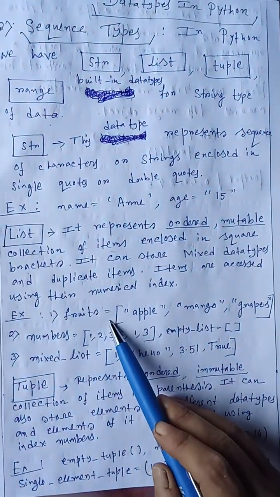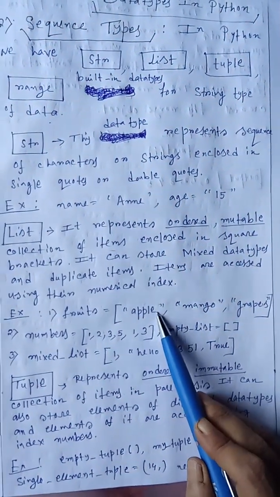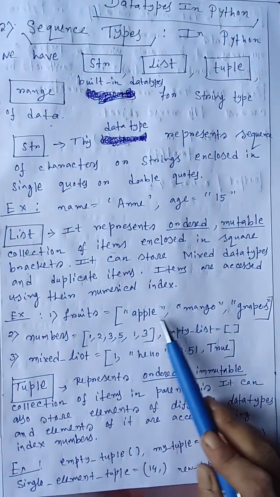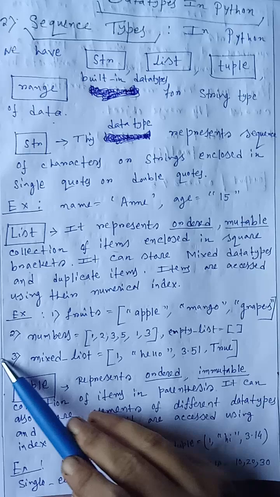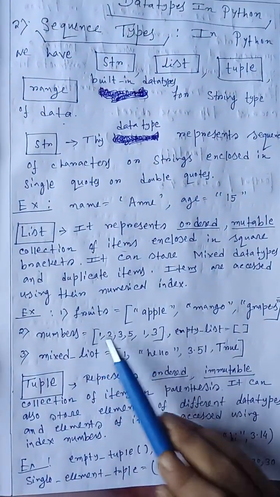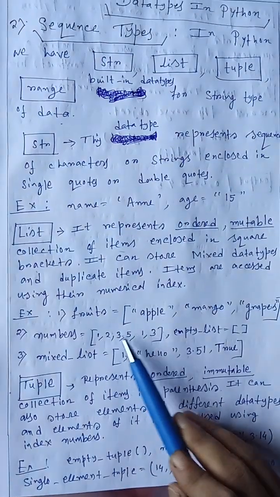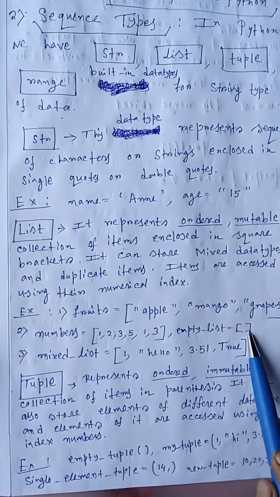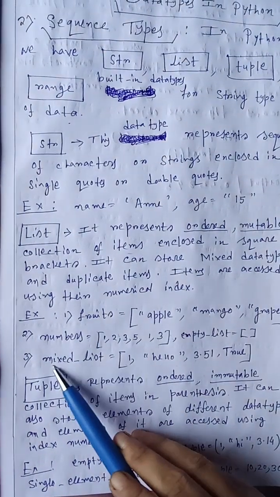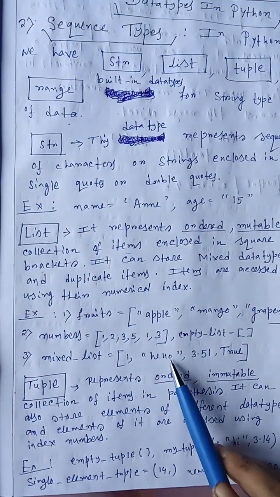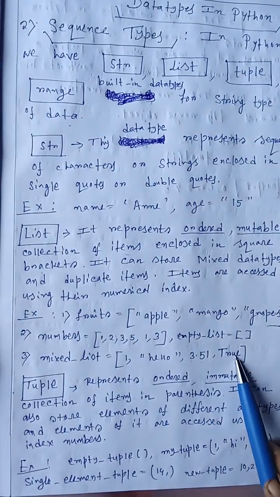Examples include, for fruits, we have created a list. Apple is a string, mango is another, and grapes. This list contains apple, mango and grapes. This is another list of numbers 1, 2, 3, 5, 1 and 3. This list contains duplicate 1s and duplicate 3s. This is an empty list. This is another example of a mixed list which contains an integer, a string, a float and a boolean variable.